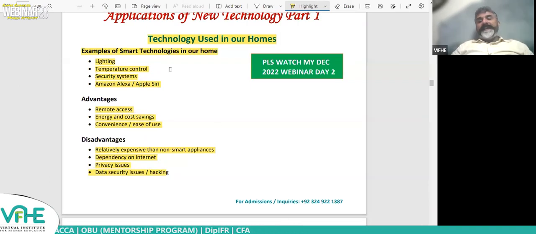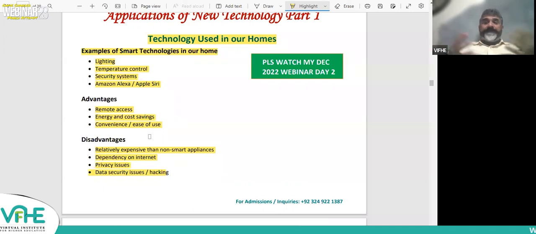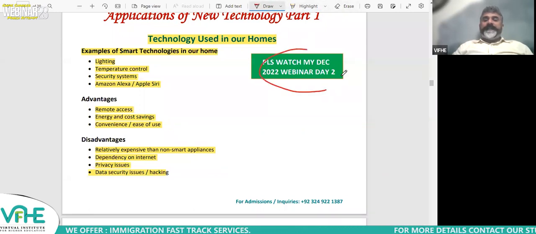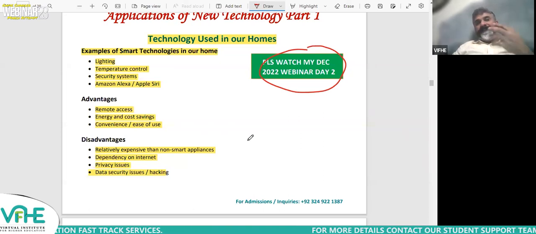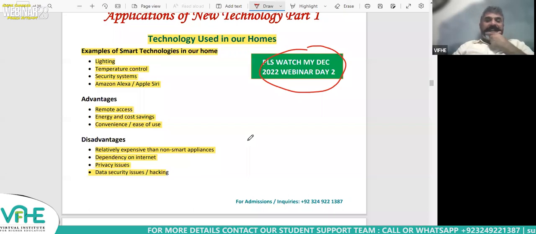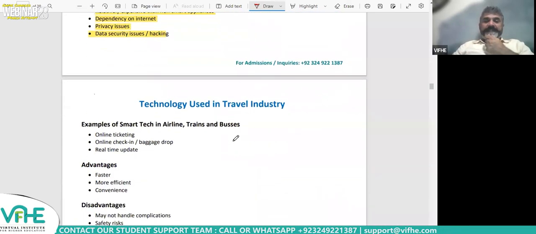Just to give you an idea, this was the type of article in which they talked about the latest modern smart apps, where they are used, what are the examples, what are the advantages and disadvantages. I've covered this in full detail in my December webinar, day 2. So I don't want to waste our precious time tonight. I want to do more practice. You can watch the December webinar for more details.